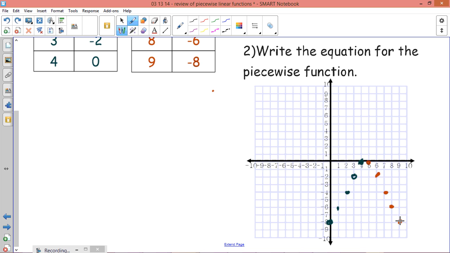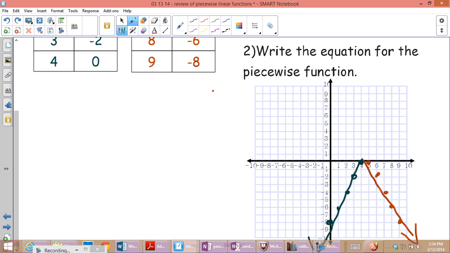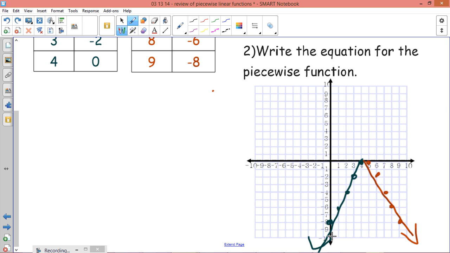Okay, and the way that we complete the graph, that one's going that way forever. We assume that one's going that way forever. And you can't really assume anything about the middle, so we're actually just going to leave a hole there.